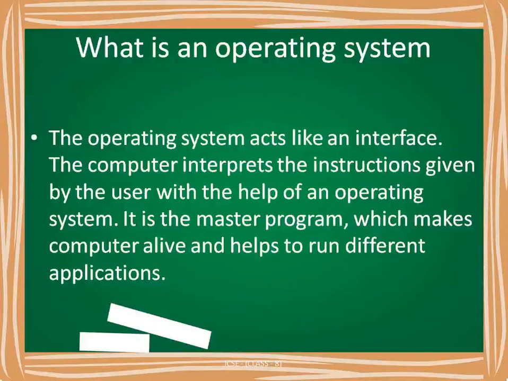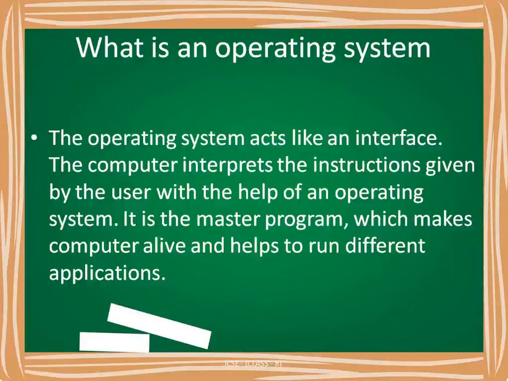Take an example of mobile. Your mobile has an operating system, that is Android. So Android is the operating system, and with that operating system only we are using the apps, the applications. It gives the interface between the user and the software. It interprets the instructions given by the user with the help of an operating system. The user is continuously giving instructions to the system, and those instructions will be processed in the computer.